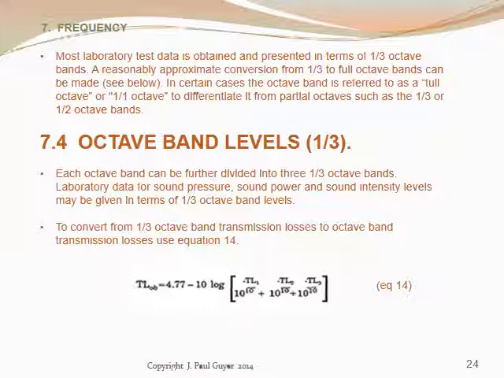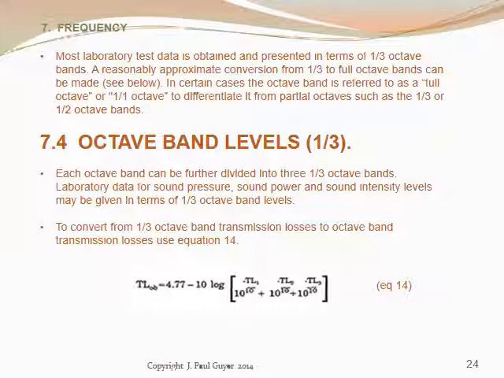Most laboratory test data is obtained and presented in terms of third octave bands. A reasonably approximate conversion from 1/3 to full octave bands can be made. In certain cases, the octave band is referred to as a full octave or 1/1 octave to differentiate it from partial octaves such as the 1/3 or 1/2 octave bands. The term overall is used to designate the total noise without any filtering.